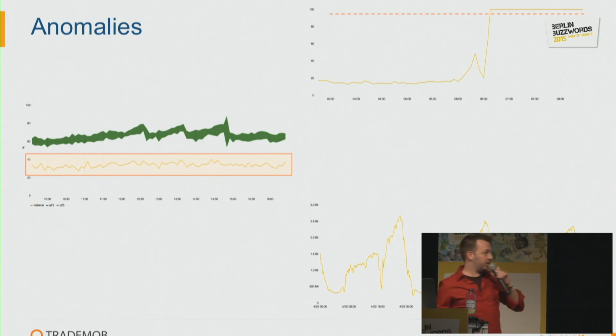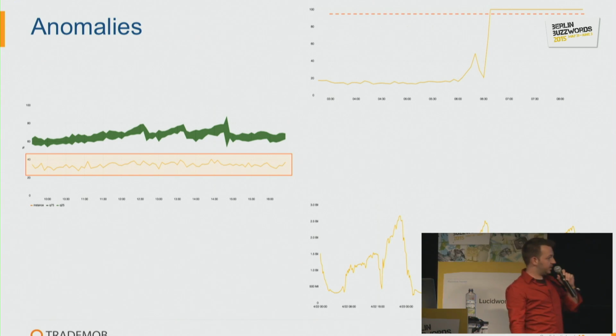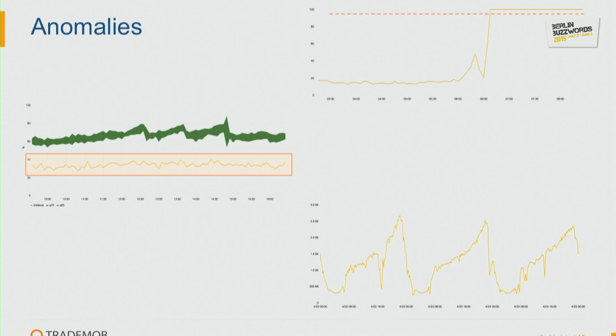And the third example is a time series plot of incoming system requests at Trademob. We see 3 consecutive days, and I guess you all see also the outages that we have here. And well, the problem here is more of having an algorithm which is capable of detecting outages like this.